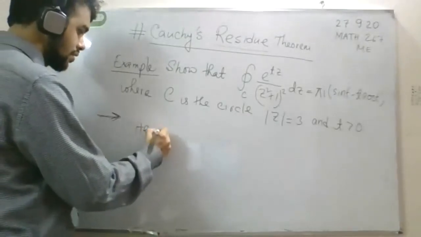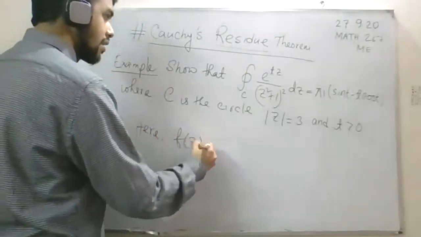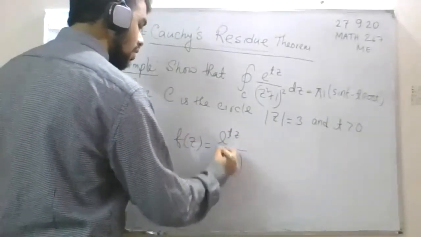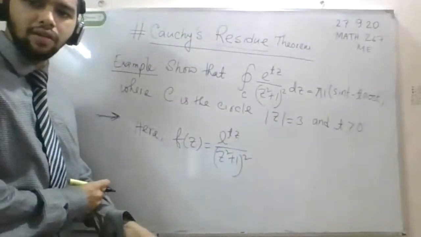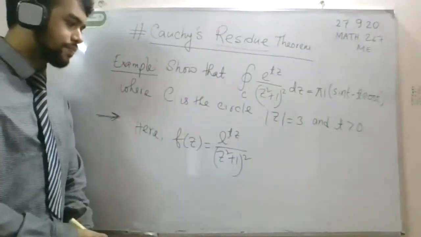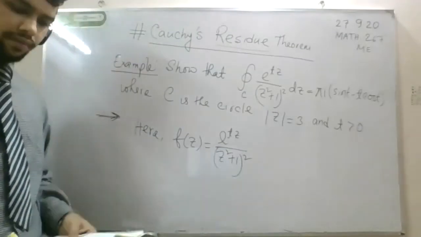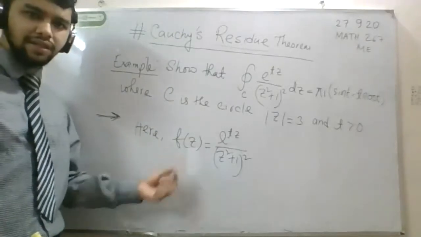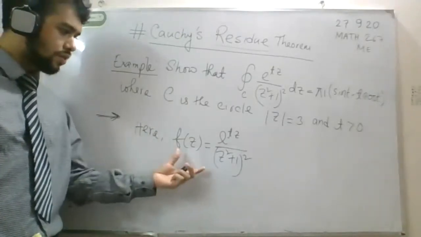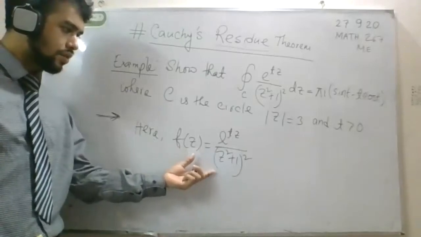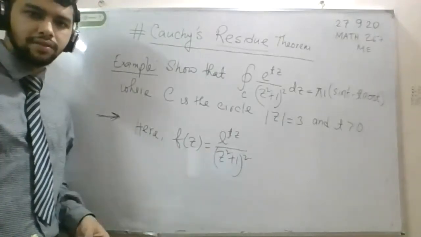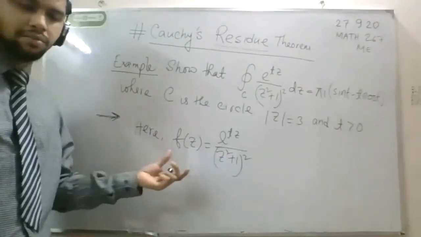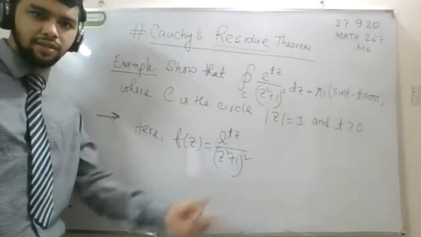Here we can let f(z) be e to the power tz divided by (z square plus 1) whole square. Now you have to find out the residues. So to find out the residues, what do we have to do at first? Denominator equal to 0. Yes, so this is the simple answer. You have to let the denominator equal 0.